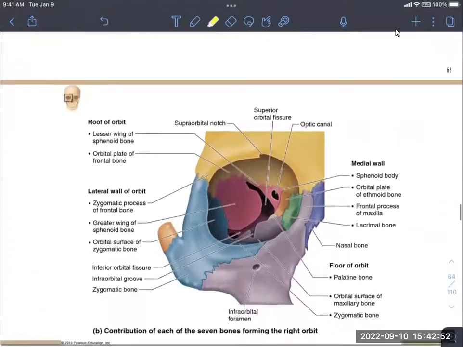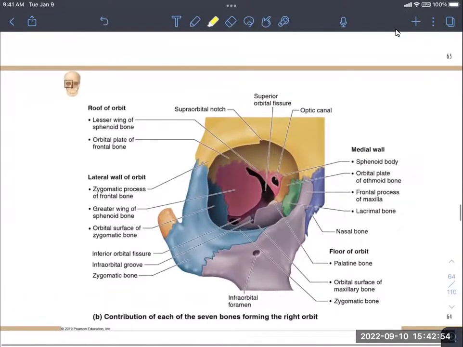So let's come back and look at our eye some more. So we have that lacrimal bone. We have part of that maxillary bone. We have the orbital plate of the ethmoid bone. The sphenoid body is in here, the greater wings of that sphenoid. We have the frontal bone that takes up the whole top part.